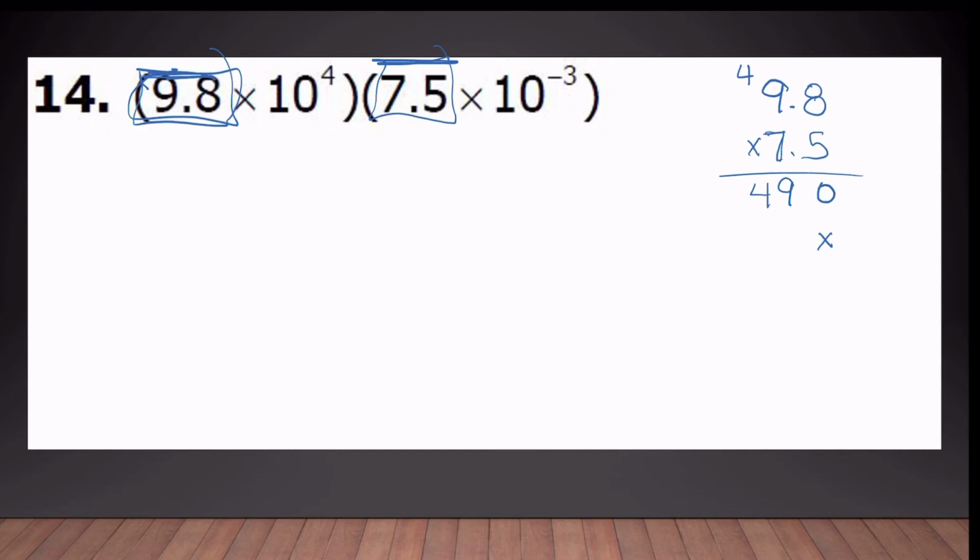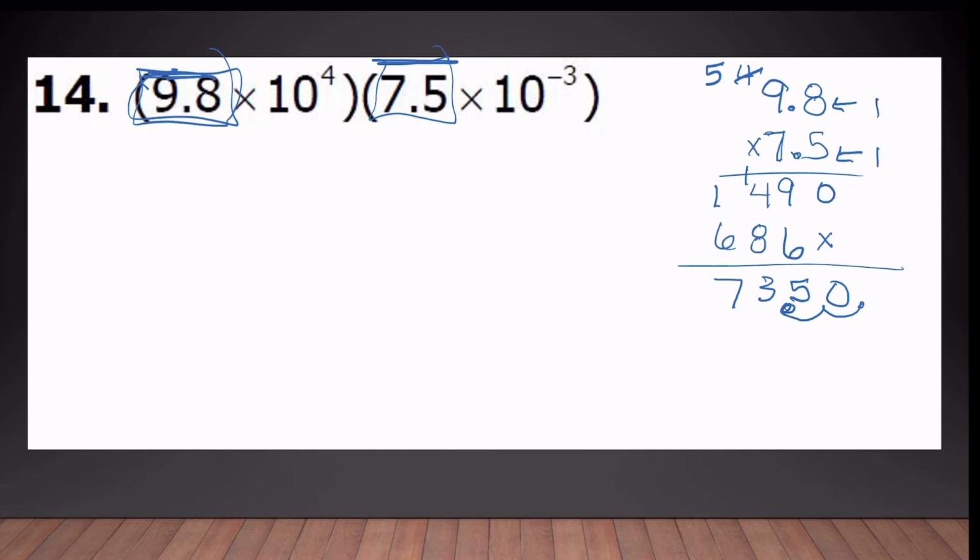7 times 8 is 56, so I write a 6, cross this out, and I put a 5. 7 times 9 is 63, plus 5 is 68. When I do the math, 0, 9 plus 6 is 15, carry the 1, 8 plus 4 is 12, plus 1 is 13, carry the 1, 7. So I have 2. There's one number after the decimal, and here's another, meaning I move it 2 times. So I got 73.5.